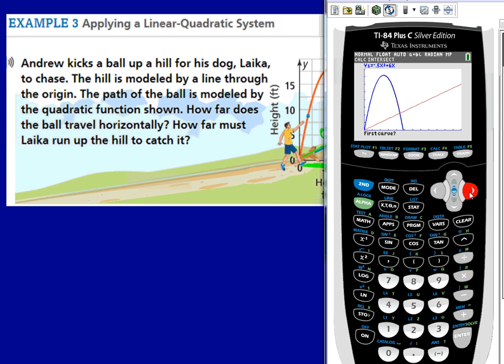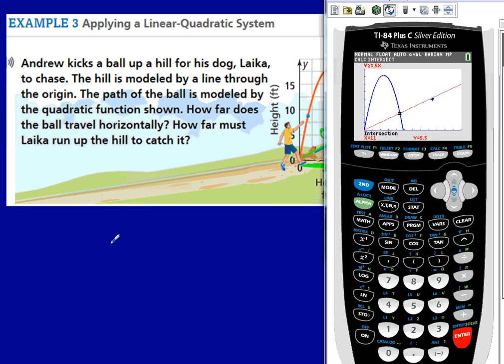I don't know where it is. It's being really weird. Okay, there it is. For some reason, it's way up there. I don't know why I couldn't see it. But now I'm going to move it down. You want to put both guesses, the first curve and second curve, really close to this. And it still got it for me. It intersects at 11, 5.5.